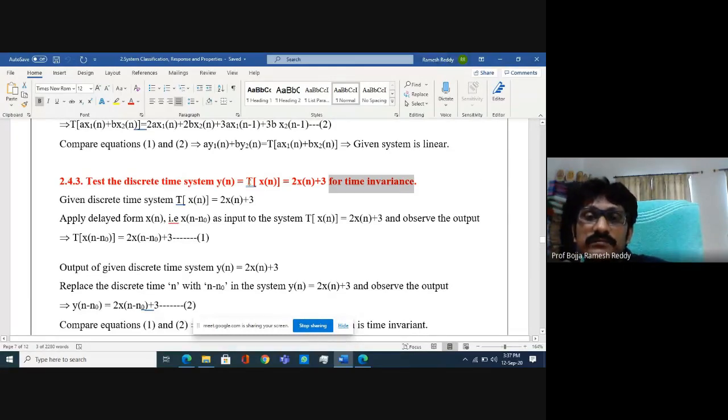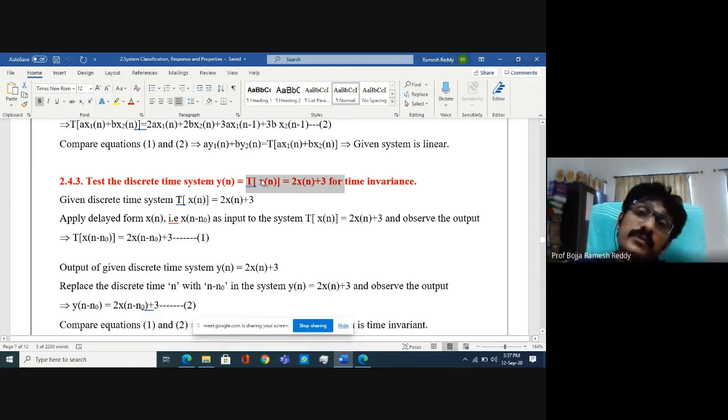Okay, now the final conclusion. This system means amplification and DC level shifting. This problem is a non-linear shift invariant system. It fails linearity, but there is no problem for shift invariance.